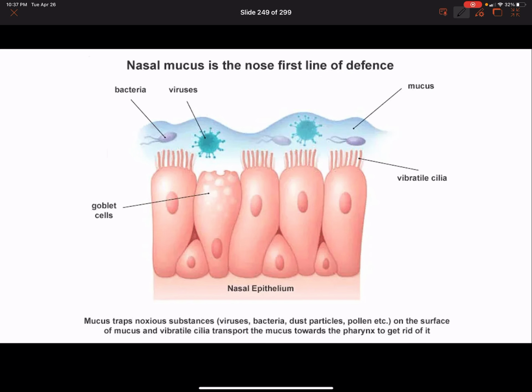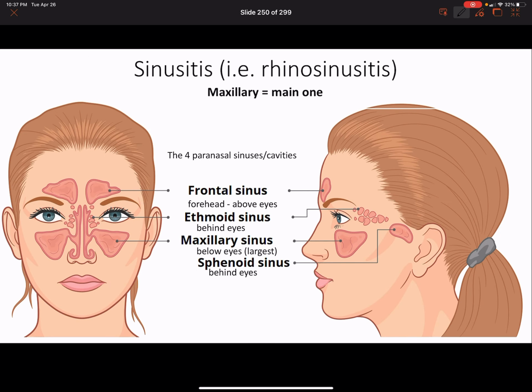Really, it's just a picture of what we just said. All right, sinusitis. So we have these really empty paranasal cavities. The frontal sinus above the eyes, in the forehead region, the ethmoid sinus behind the eyes on the medial side, not to be confused with the sphenoid sinus behind the eyes on the lateral side, and then the maxillary sinus right below your cheeks, right below your eyes. This is going to be the main one, and the largest one.